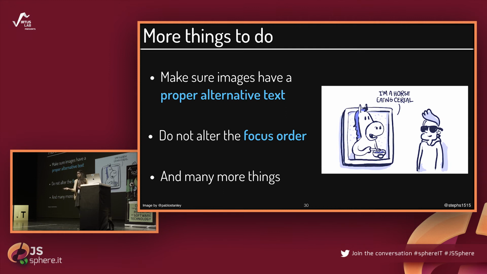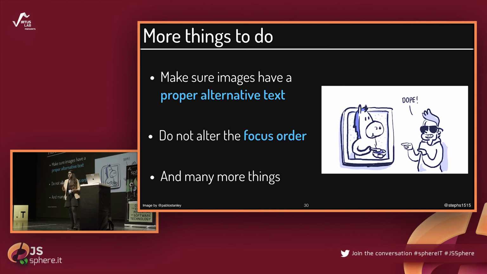And more things to do. We can make sure that images have a proper alternative text. This is the little alt attribute, commonly known as the alt tag. It's not a tag. But this is very important because it gives information about the image to people that cannot actually see the image. There are many ways on how to write this text. You should not include words like image of or picture of because it's redundant. The screen reader already reads image, and you should try to describe it in a meaningful way.